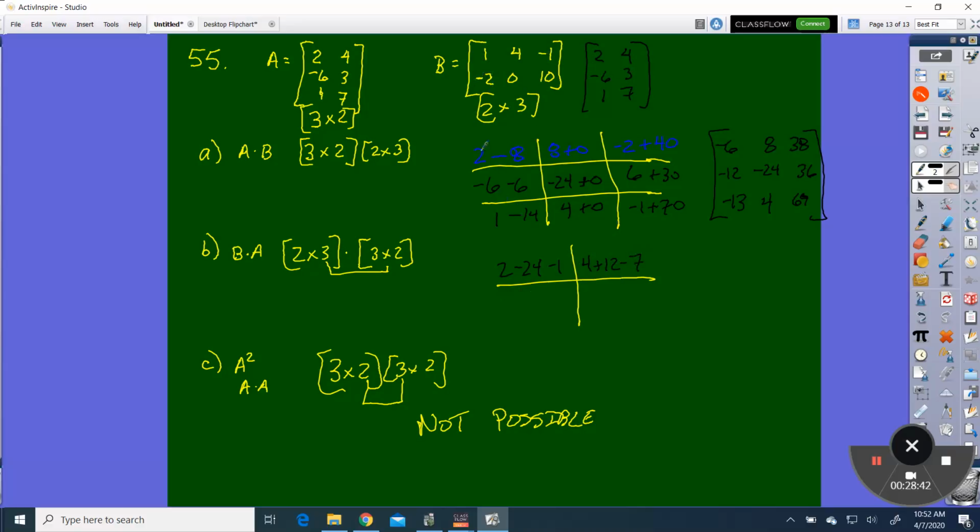Now I'm on to the bottom row. So second row, first column. So first in the row, first in the column, second in the row, second in the column, third in the row, third in the column. So negative 2 times 2 is negative 4. 0 times anything is 0. 10 times 1 is 10. Now second row, second column. And the first, second, second, last, last. So negative 2 times 4 is negative 8. 0 times anything is 0. 10 times 7 is 70.